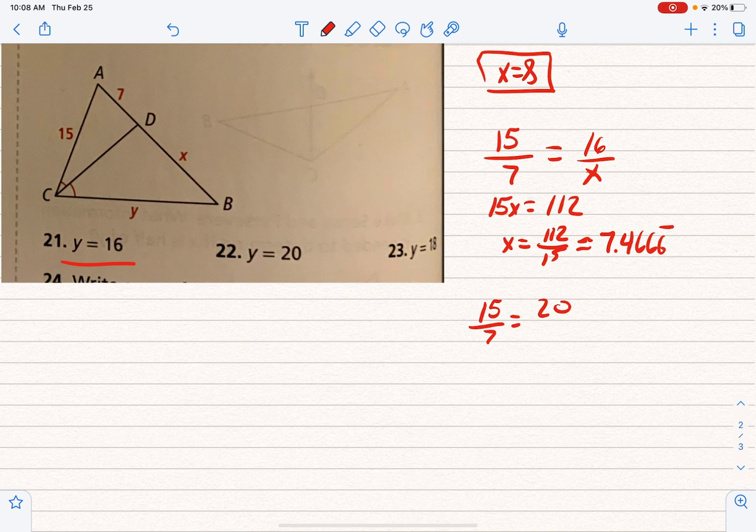Number 22 says, this time change it so that we're looking at 15 is to 7 the same way that 20 is to x. You cross multiply, and again you get 15x is equal to 140. So therefore, x is equal to 140 over 15, which is 9 1/3.